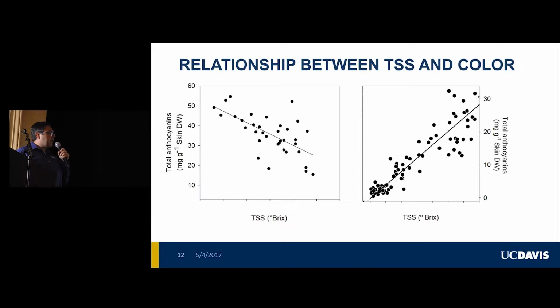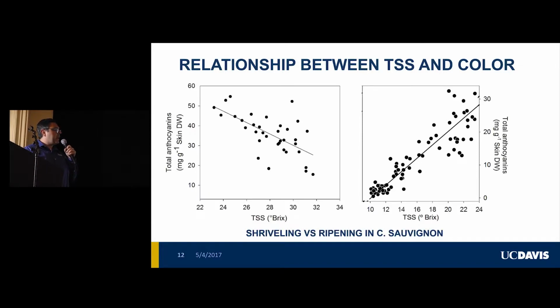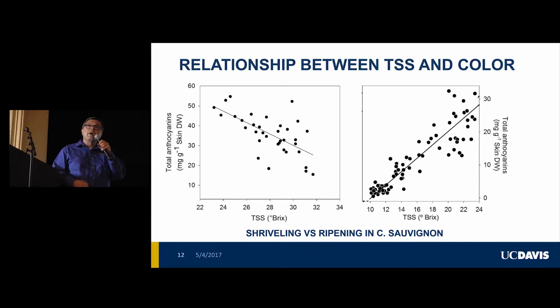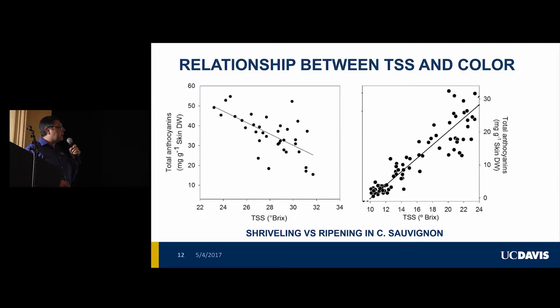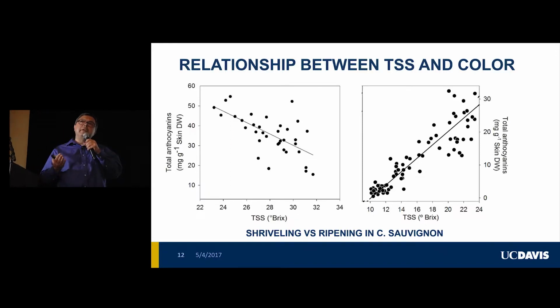So this is the phenomenon of shriveling versus ripening in Cabernet Sauvignon. This is with a clone 7 on a 110R rootstock. So as I hang the fruit a lot longer on the vine, I am degrading this anthocyanin content quite readily. When I look at the total soluble solids versus total anthocyanins here, when I look at the dry weight, I seem to be increasing it here. So there's a fine balance between ripening and shriveling on how well we can extract these out of this matrix.